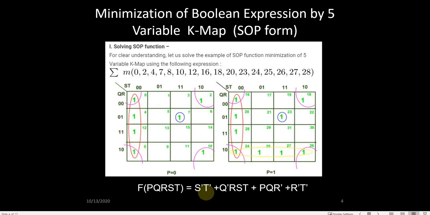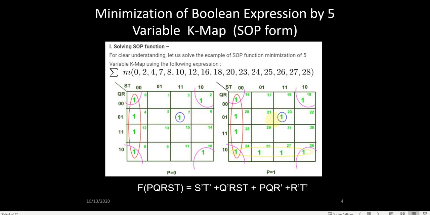So we write S dash T because it is common to both of that. We don't take P into consideration. Okay, the next one in this is these four corner ones, right? These four corner ones are also common here, so we don't take that into consideration, and that four corner ones is probably R dash T, so we write like that.